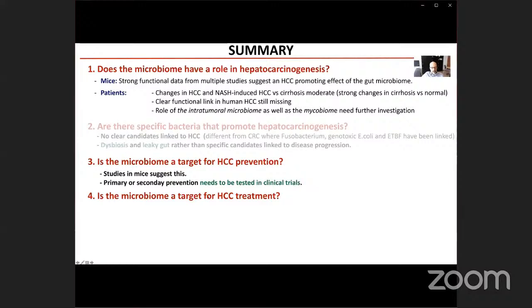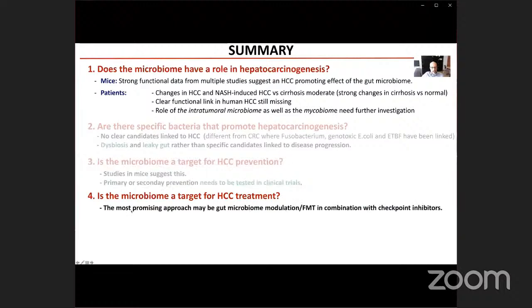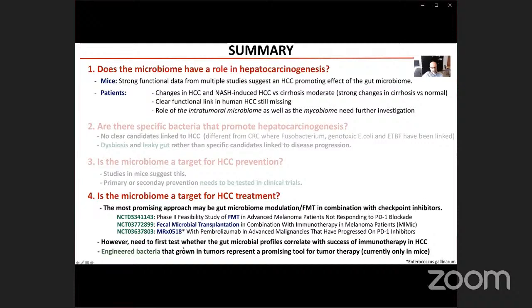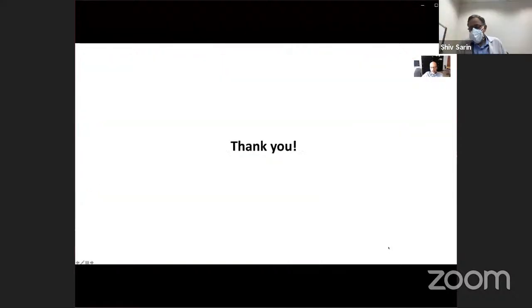And finally, is the microbiome a target for HCC treatment? There are promising approaches combining gut microbiome modulation, such as FMT, together with checkpoint inhibitors. This is mostly in non-HCC studies. In HCC, we first need to investigate whether microbial profiles correlate with the success of immunotherapy. And finally, engineered bacteria that grow specifically in tumors provide a new exciting opportunity for therapy, but this has only been done in mice so far.